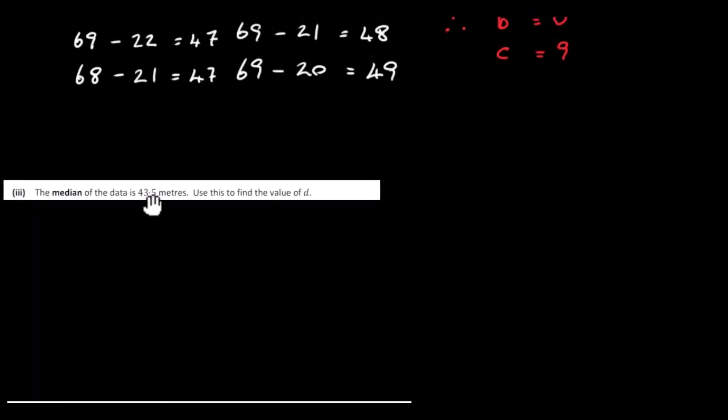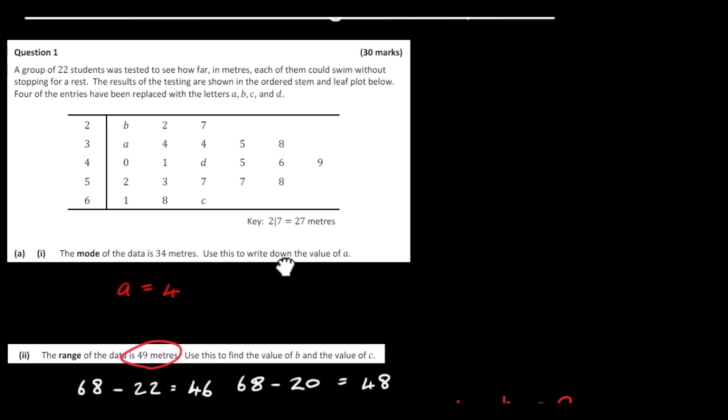The median of the data is 43.5 meters. Use this to find the value of D. So 43.5, this is not one of the data, so it's between 2 data points here. So 22 is an even number, so if you divide 22 by 2 you get 11. So it's going to be the 11th and 12th number that we have to add and divide by 2. So it's 1, 2, 3, 4, 5, 6, 7, 8, 10, 11.